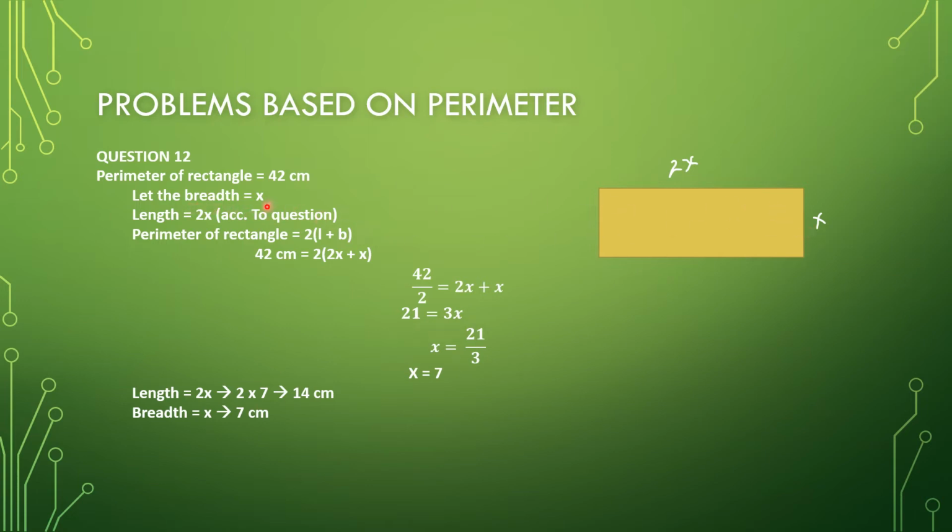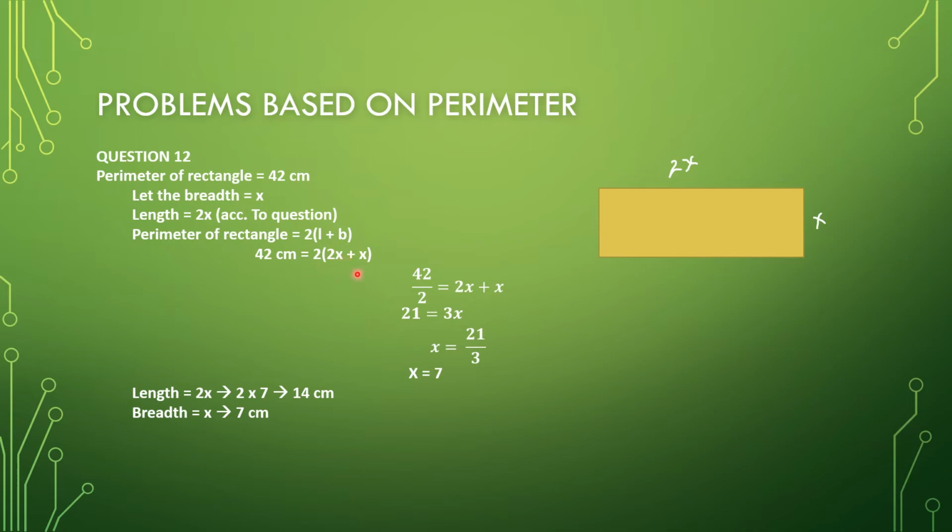According to the question, what will be your length here? The length will be 2x. So the perimeter of the rectangle is equal to 2 into bracket L plus B, where L we are taking as 2x and breadth we are taking as x, as previously assumed. Just apply the formula of the perimeter of a rectangle, 2(L plus B), put the value of perimeter and the values of the dimensions.